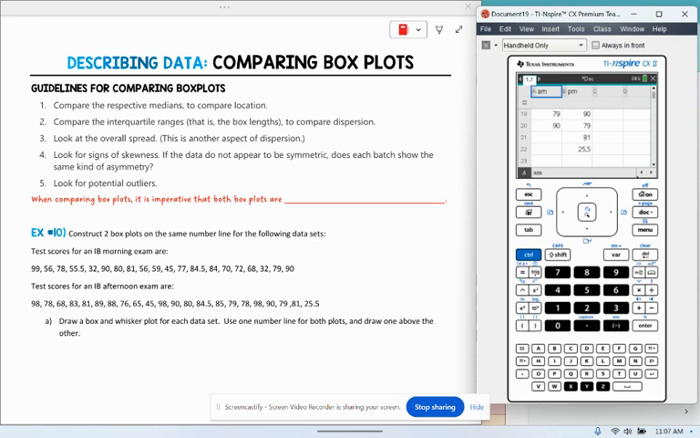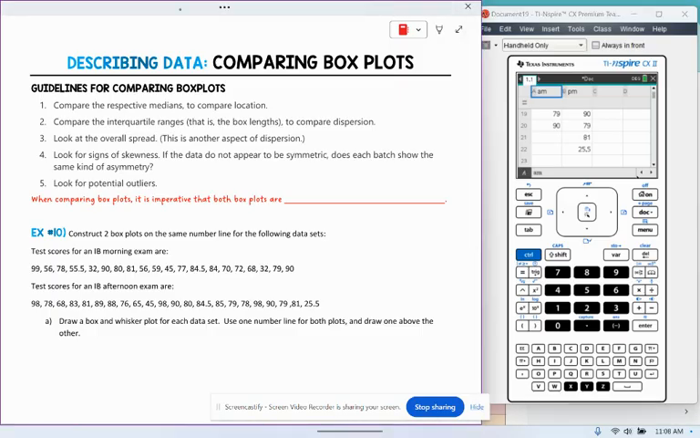Let's talk comparing box plots. Guidelines for comparing box plots: We want to compare the respective medians to compare location. We want to compare the IQR to compare dispersion or spread. We want to look at the overall spread.